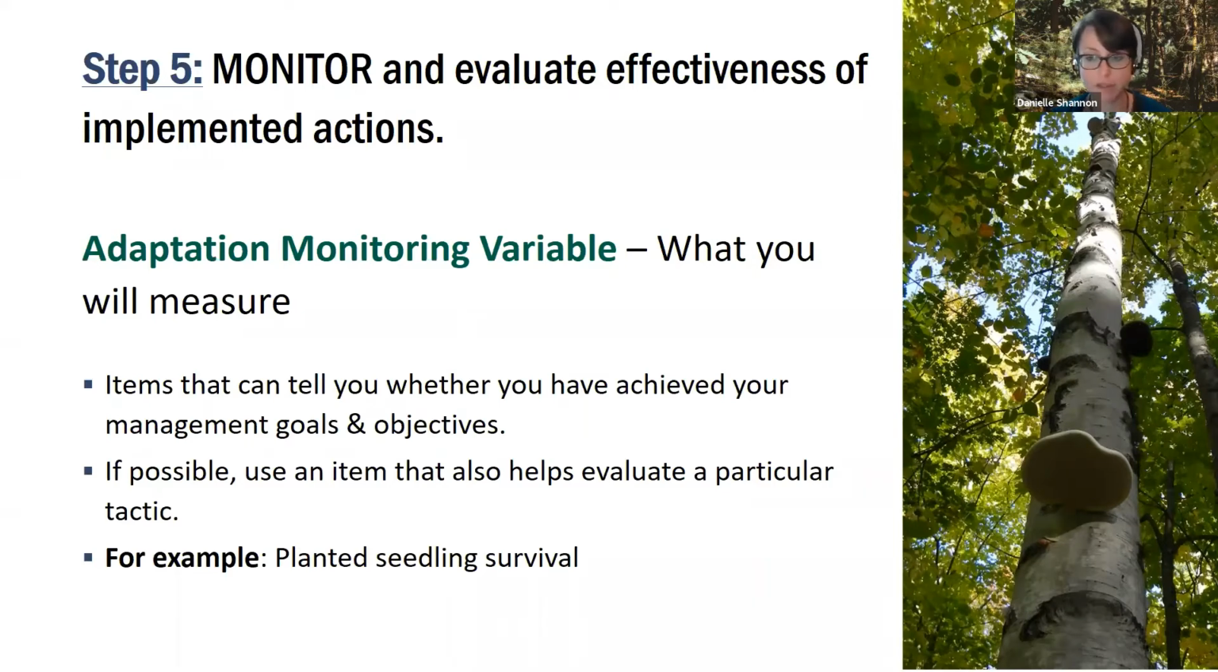So for example, if your tactic is to underplant with future adapted tree species that are suitable for your system, you may choose to monitor the survival rate of those particular seedlings. This may be different from your standard survey in that you're monitoring at a higher density and probably more frequently than you would usually. And we're really honing in here when we think about adaptation monitoring variable, inserting this idea of planted seedling survival.